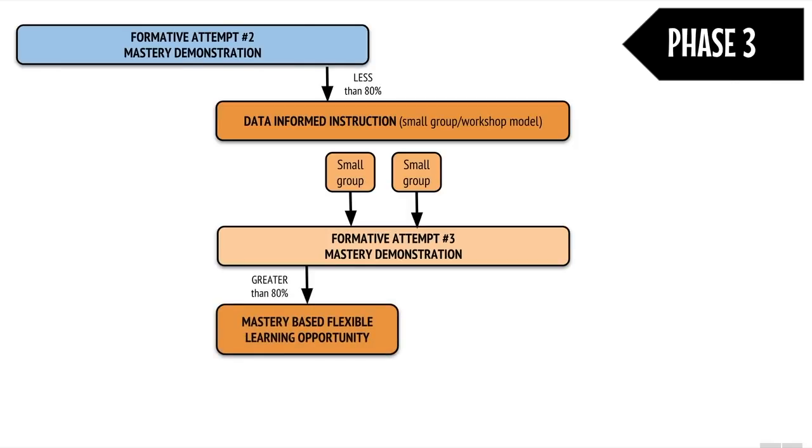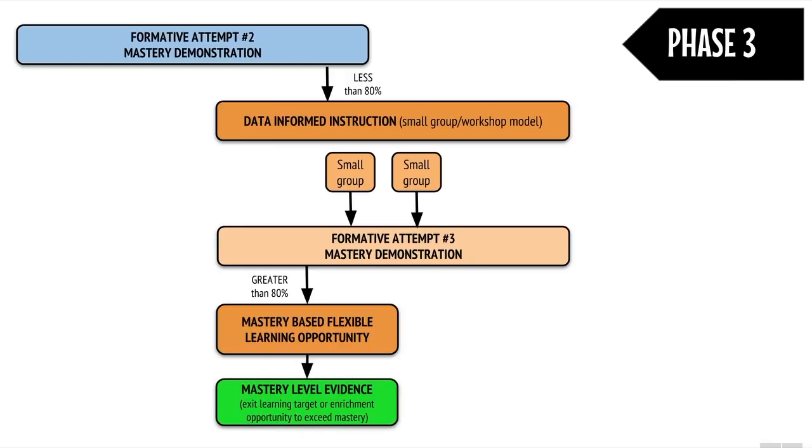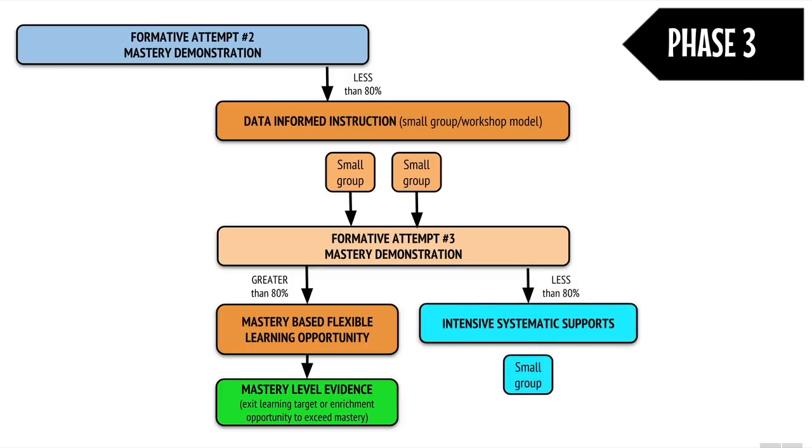If that goes well, they get an opportunity to demonstrate their mastery or their levels of learning in ways that have some flexibility, some voice and choice. Again, they can exit the learning target, or they can go deeper into the target for some exceeding mastery opportunities. If attempt number 3 doesn't go well, we are at the point in the process of learning with this child where we need some intensive systematic supports.